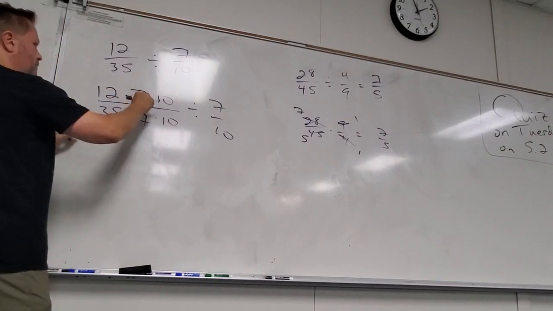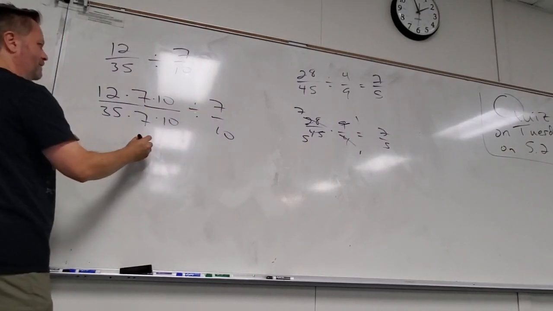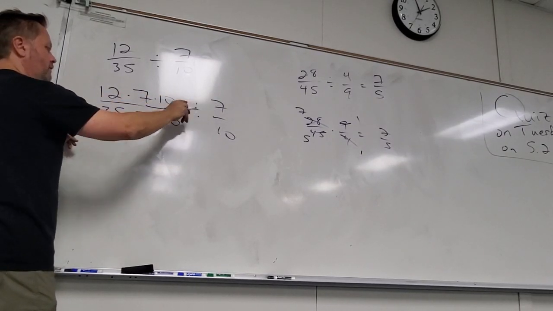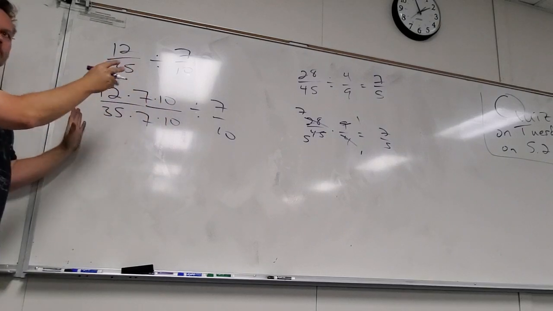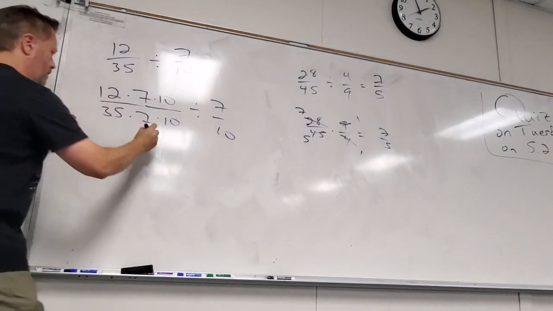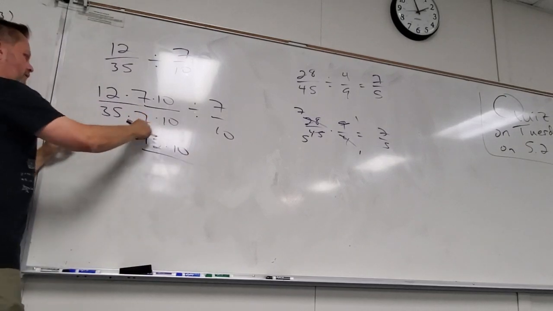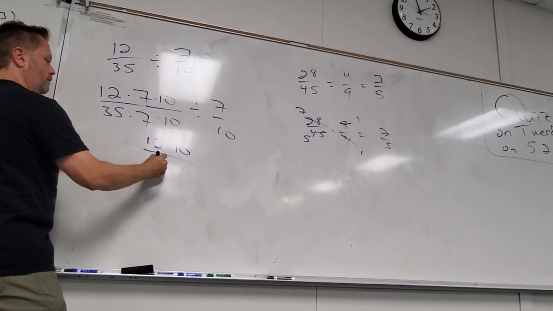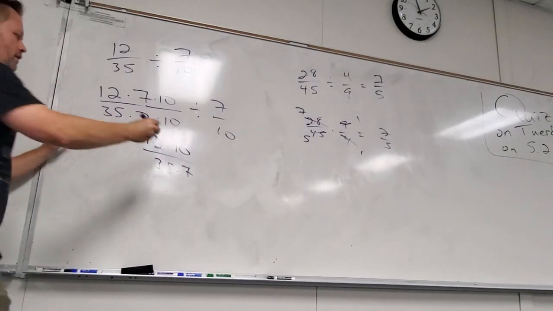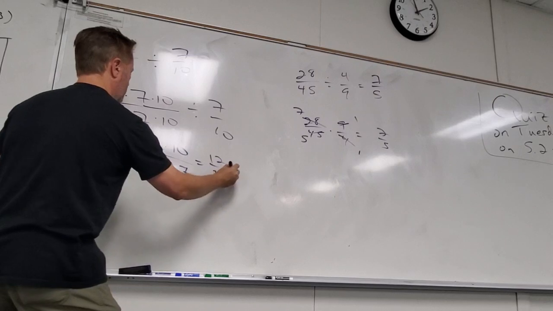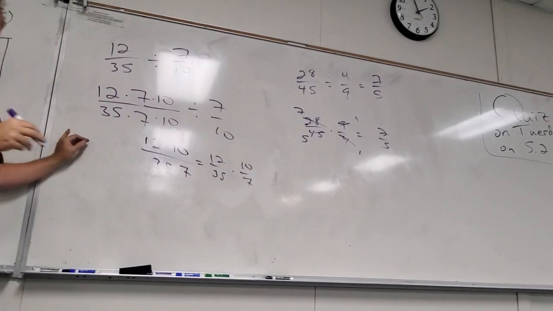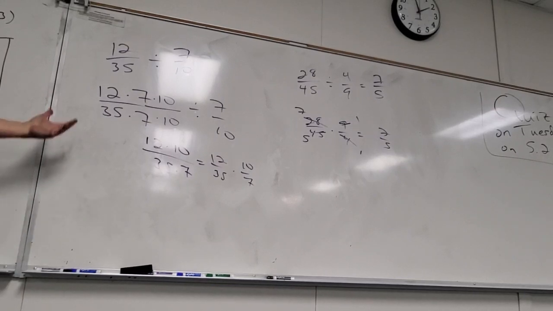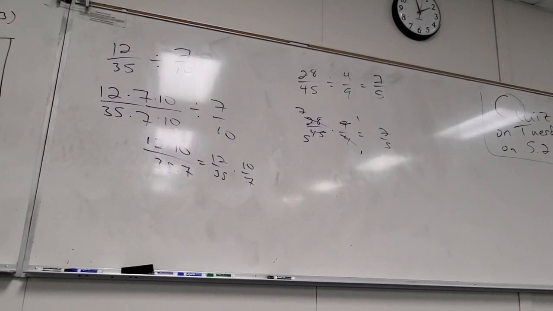What's the top? What's 12 times 7 times 10 divided by 7? Don't. 12 times 10. 12 times 10, thank you. And what's 35 times 7 times 10 divided by 10? 35 times 7. Cool. And isn't this 12 35ths times 10 over 7? Right, and you're all like, oh God, it's another freaking way to show.